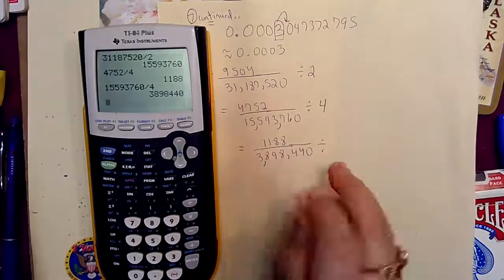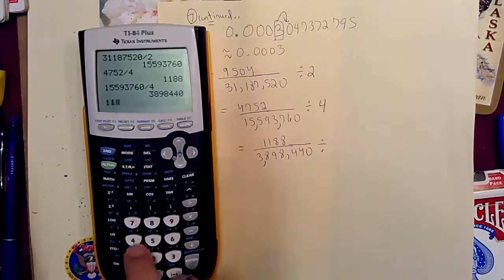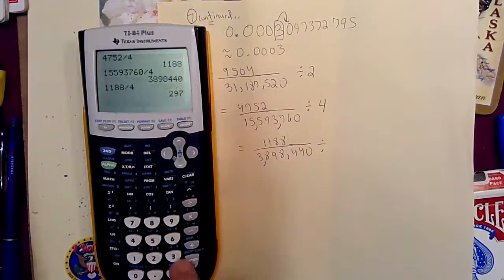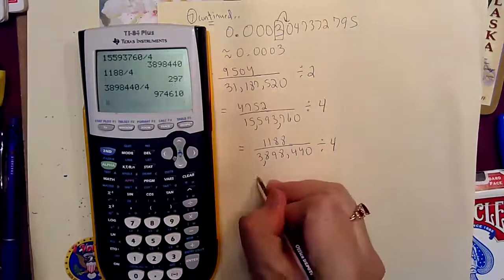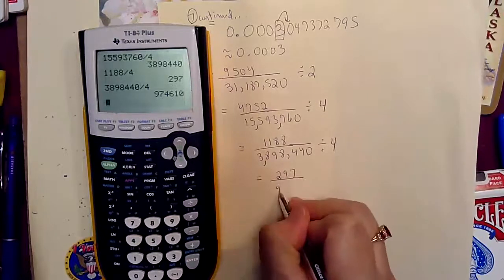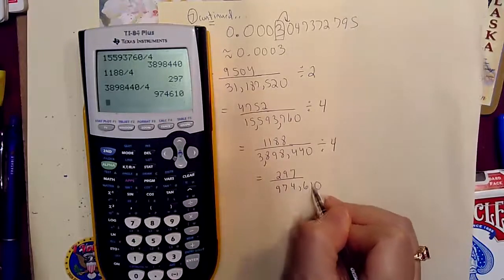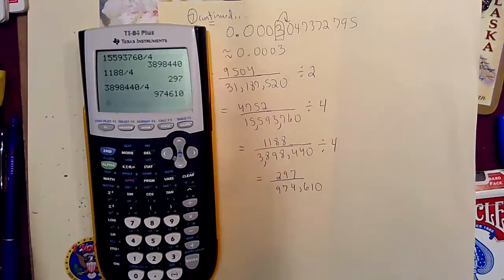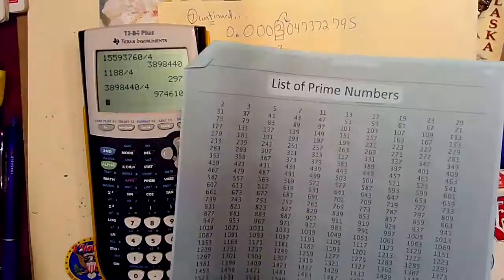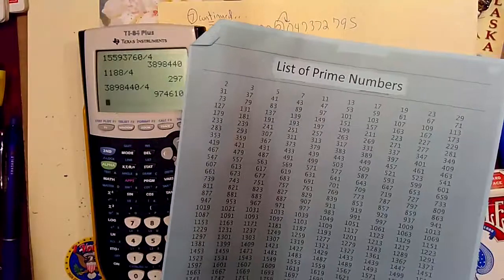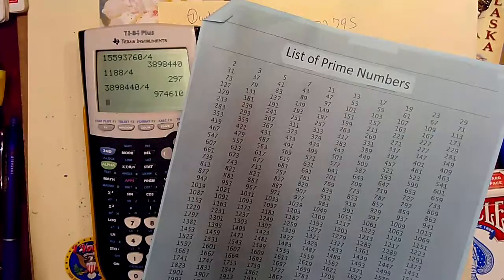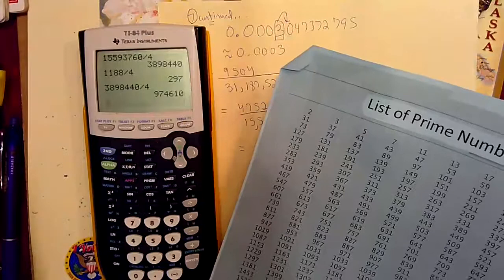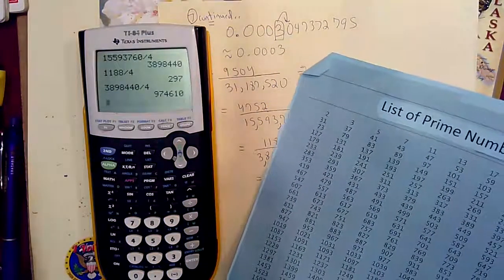I know this is even. I know 2 will work, but let me just try 4. 1188 divided by 4. 3898440 divided by 4. Okay, I don't know if 297 is a prime number or not, but I have this multiplication chart in the back, and I do have a list of primes from my 410, my 105 class. It's on a white sheet of paper, so I could include that if I do like a scan PDF of this. That way, you can see that sheet, the prime numbers, that might work.